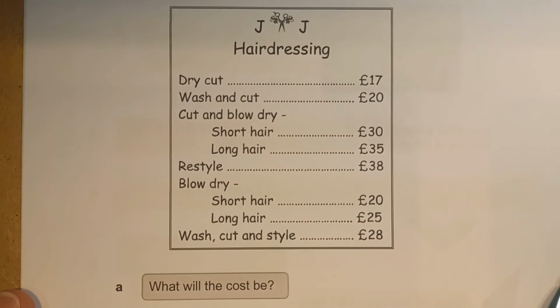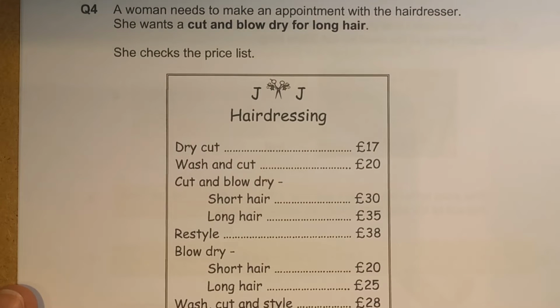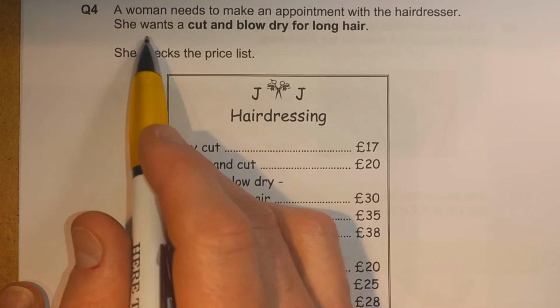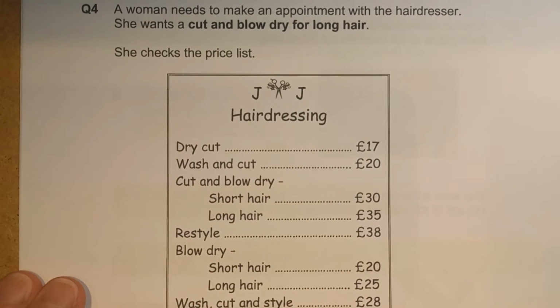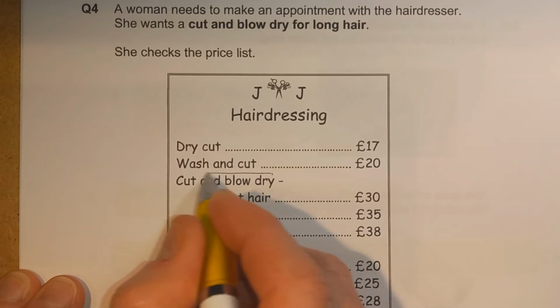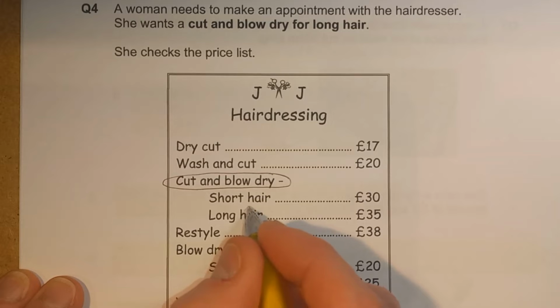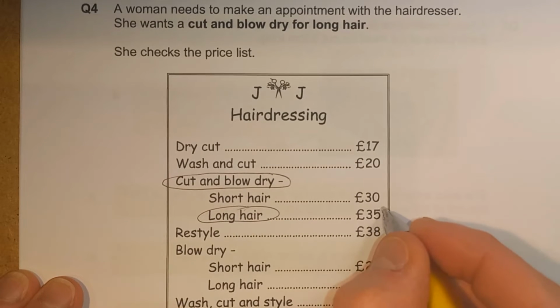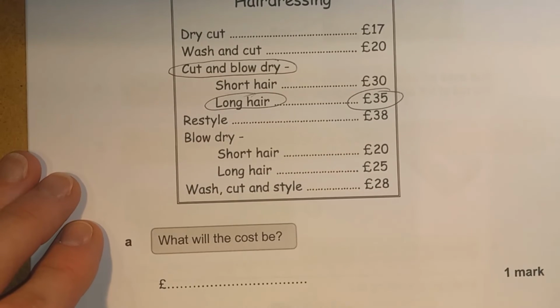Now, it says, what will the cost be? Okay, so let's remind ourselves what we want. She wants a cut and blow dry for long hair. So here's cut and blow dry. And it's for long hair. So it's going to be £35, which we can write down here.